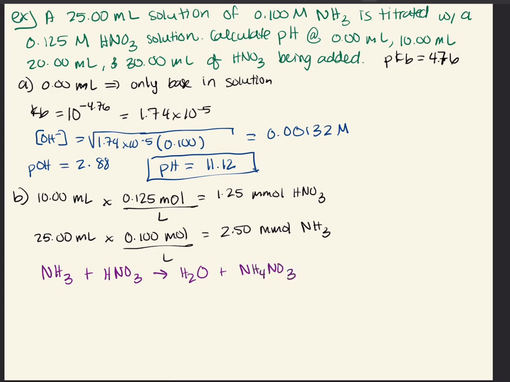Now, I want you to keep in mind that we don't really care about this nitrate. It is a spectator ion. It's just there to balance charges. You could easily write this as NH3 plus H+ yields NH4+. Either way works. So now I am going to write in my millimoles. And my acid is going to be fully consumed. That is my limiting reactant.